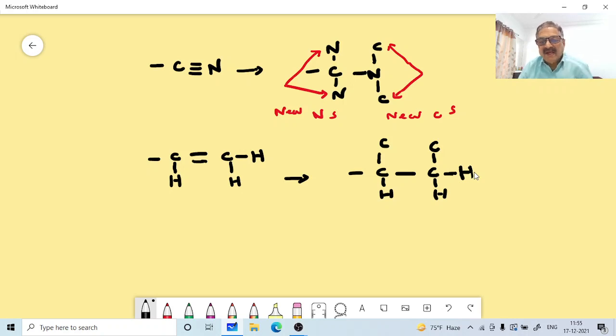So this becomes like this. This is equivalent to this CH. That double bond is gone. We are making it a single bond, and each atom we are repeating. Okay, this is how we will have to assign the priority now.